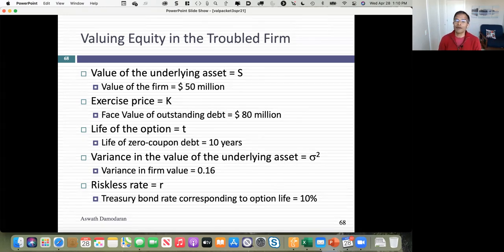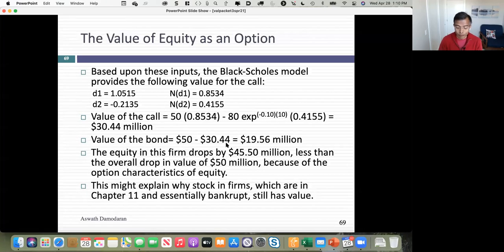Let's see what happens to the value of the equity. And again, reminder, the value of equity was worth 75.94 before. It now drops to 30.44 million. So you lost $45.5 million. So Sriram's instincts were right. The value of the equity drops by $45.5 million. But the value of the debt drops by $4.5 million. Why? Because the lender now looks at this firm and says, this is a riskier firm. There's a greater chance of bankruptcy.